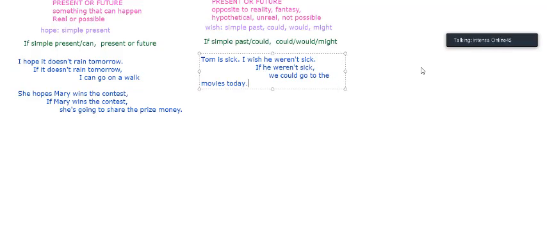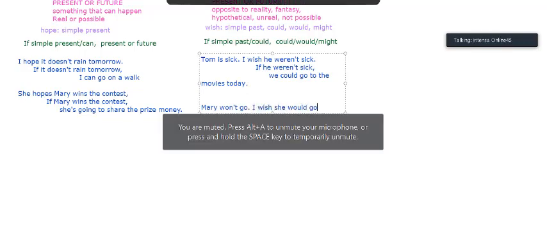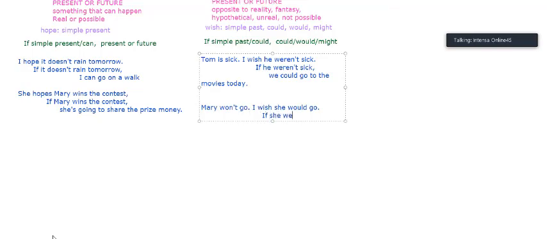Now, here we have to be careful because we cannot have could or would or might in the first part. In the first part, we can only have simple past or could. For example, Mary won't go. I wish she would go. Now here, the conditional cannot be exactly the same. I say if she went. If she went, so this is different. If she went, we might have a good time.